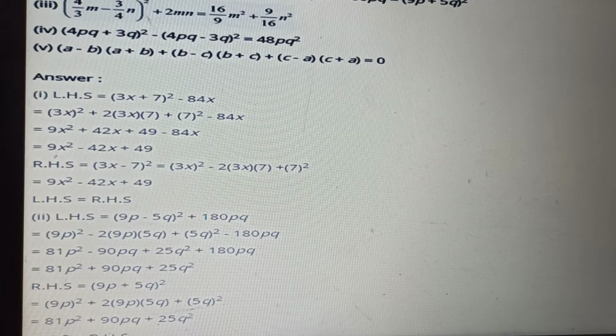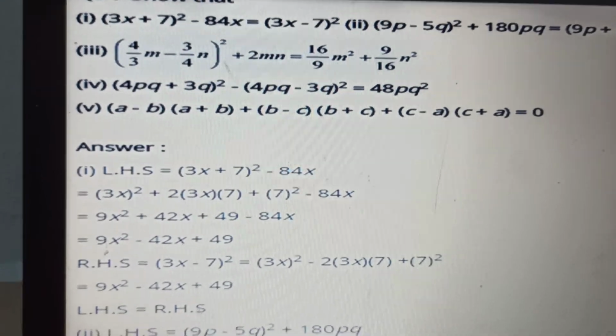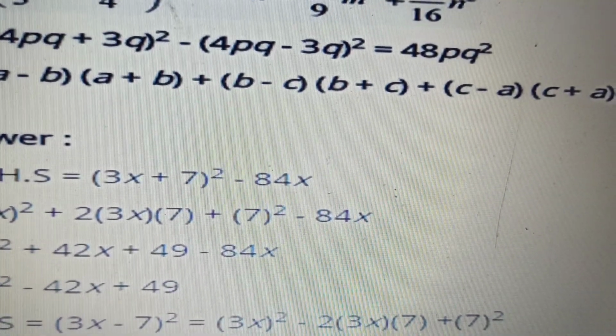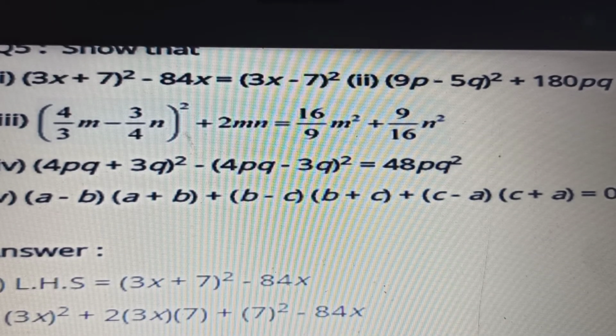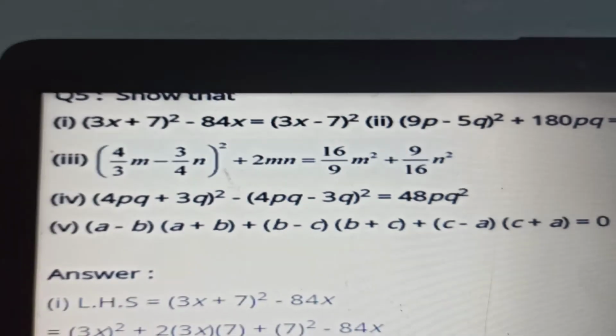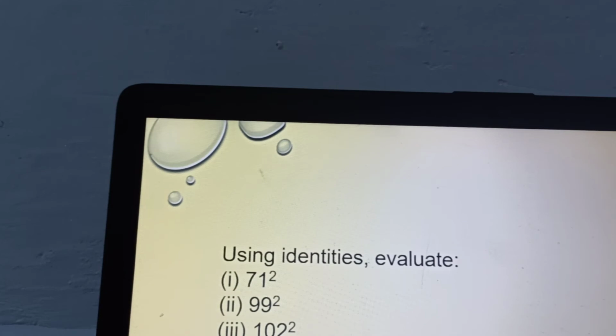In the next section they have asked us to show that 3x plus 7 whole square minus 84x equals 3x minus 7 whole square. This is the question they have asked. The left hand side is a plus b whole square minus 84x, and the right hand side is in the a minus b whole square formula form. So we just take the left hand side and expand it using algebraic identities.